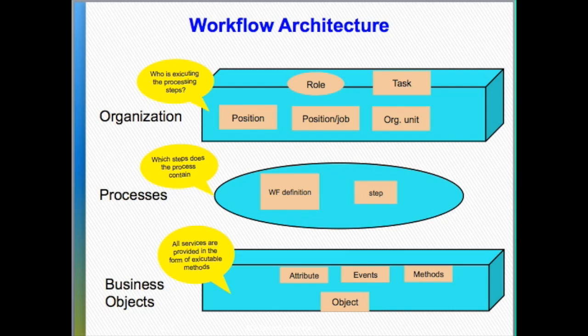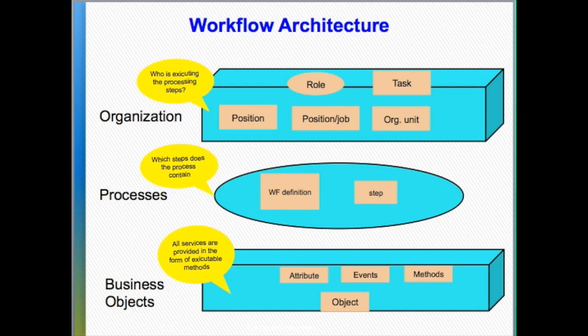When you say organization, role, task, position, job, or organizational unit, all these can be combined under organization. This defines who is executing a processing task or who is responsible for a particular activity. If you look back at our previous example, the manager who is the approver, or the HR manager who is the approver, those people will be part of the organizational structure because they are the people who are executing a workflow.